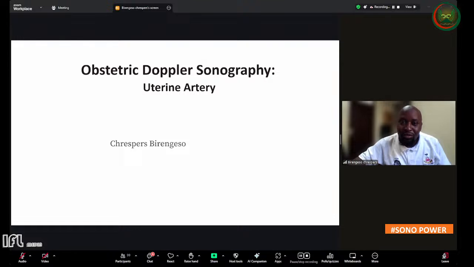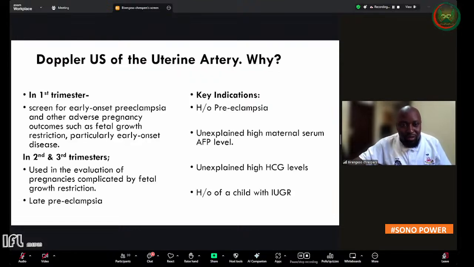Today I'm taking you through the obstetric Doppler of the uterine artery. Why do we do the obstetric Doppler of the uterine artery? We do it mainly in first trimester to screen for the early onset of complications such as preeclampsia, and in second trimester in order to rule out late preeclampsia or evaluate the pregnancies that we have already seen in first trimester that have been complicated by fetal growth restrictions.